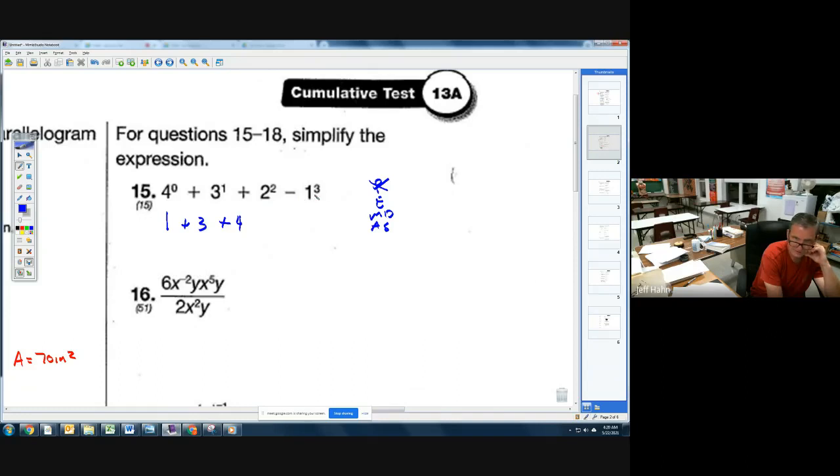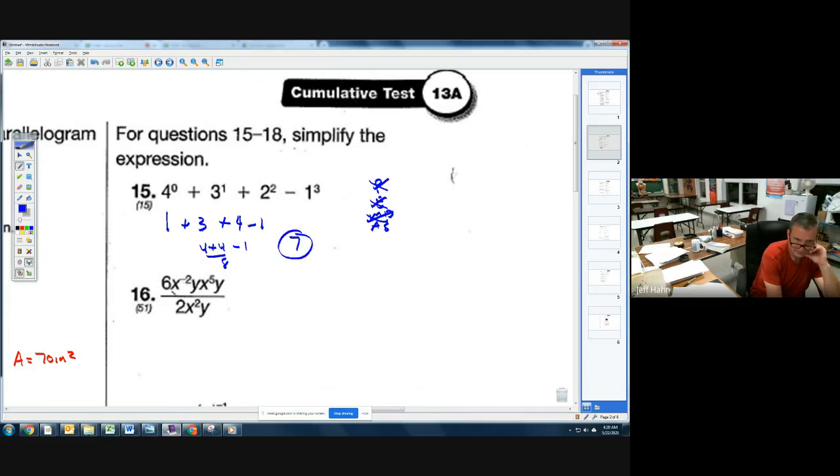Here's where a lot of people make a mistake. 1 to the 3rd power is just not 3. It's 1 times 1 times 1, which is just 1. So there's my exponents. There is no multiplication or division, so I add and subtract, but you need to add and subtract from left to right. 1 plus 3 is 4. 4 plus 4 is 8. 8 minus 1 is 7.